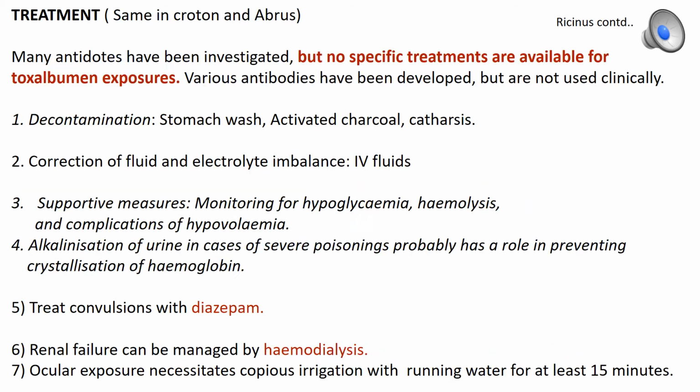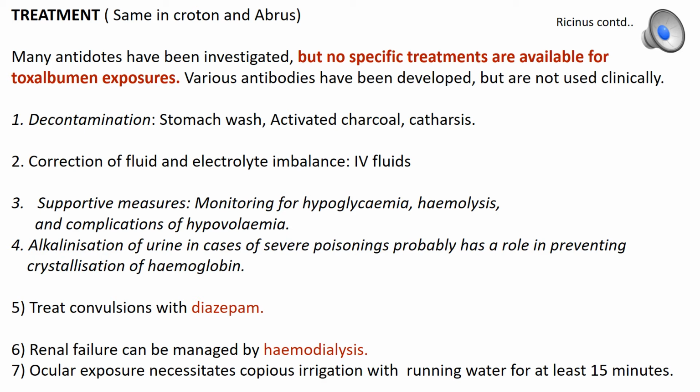So coming to the treatment, many antidotes have been tested, but there has never been a specific treatment for ricin poisoning. Same is true for croton and abrus. Just remember, abrus and ricin have the same mechanism of action, and croton, abrus and ricin have the same treatment. There is no specific antidote. So what you do is symptomatic treatment, that is decontamination.